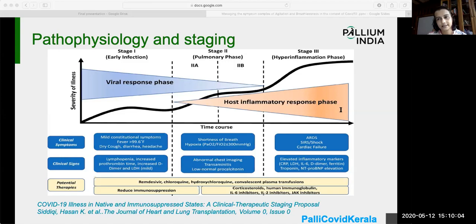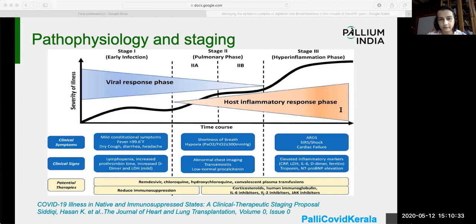The lab investigations show raised inflammatory markers like CRP and LDH, elevated troponin, and pro-BNP. Now, stage 2 and stage 3 are together called the host inflammatory response phase. If you look at the slide, the ones given in yellow are the potential therapies that have been tried at different places, sometimes as part of research, or sometimes just as empirical therapy.